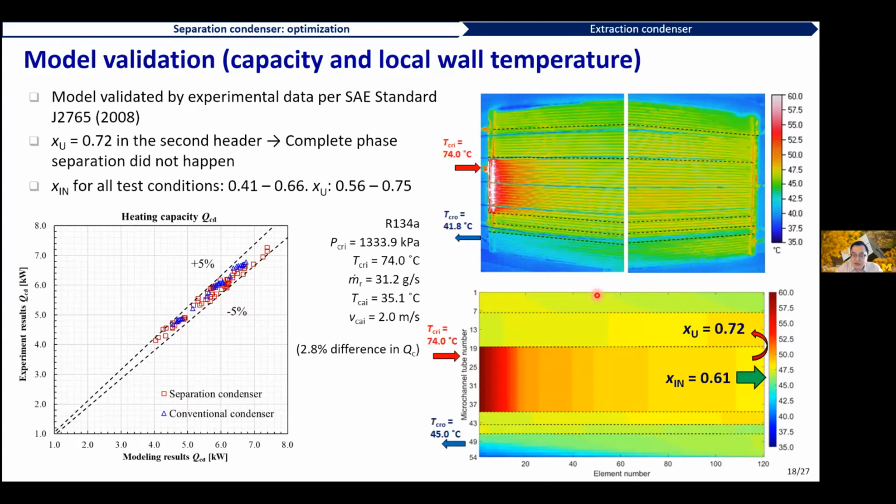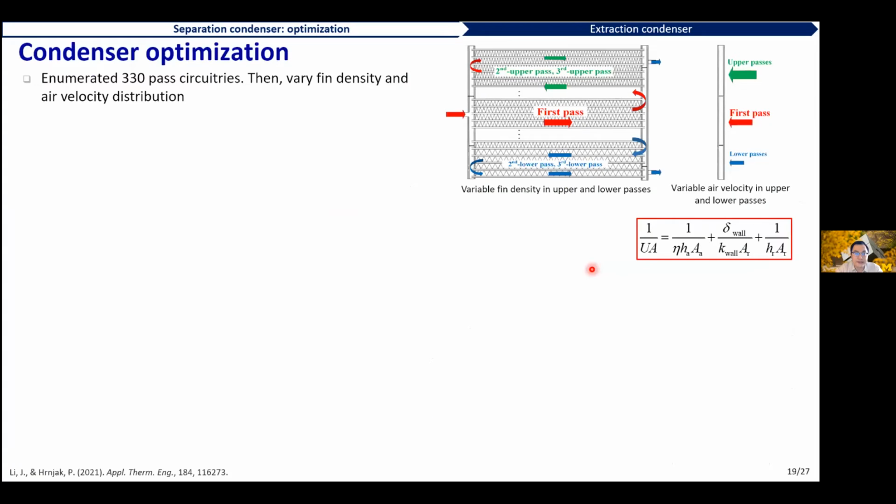And specifically, I want to point out that with the inlet quality to the second header being 0.6, the upward quality going into the second upper pass is equal to 0.7. So it's not 1. So this indicates that the separation in the second header is not perfect, but this higher vapor quality is enough to provide the benefits of phase separation. And if we look at all the test conditions, the upward quality XU is about 0.1 to 0.15 higher than the inlet quality.